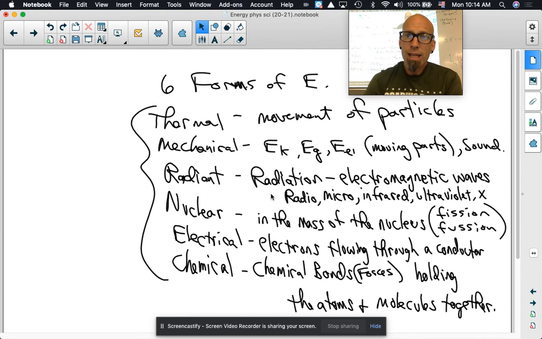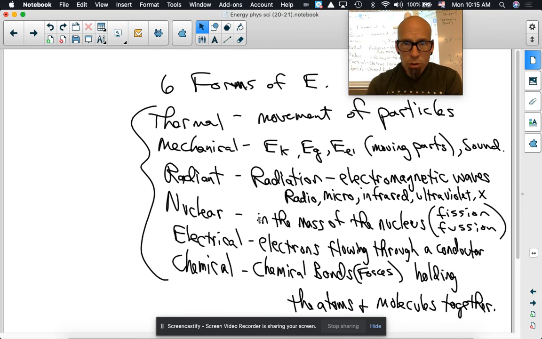Radiant. Radiant has to do with radiation or electromagnetic waves. Things like, again, infrared, ultraviolet, radio, micro, X, gamma. Those are all different kinds of electromagnetic waves and radiation. They are energy. It is an energy wave, and they move. So it's kind of a kinetic thing. In fact, they travel very fast. The speed of light.